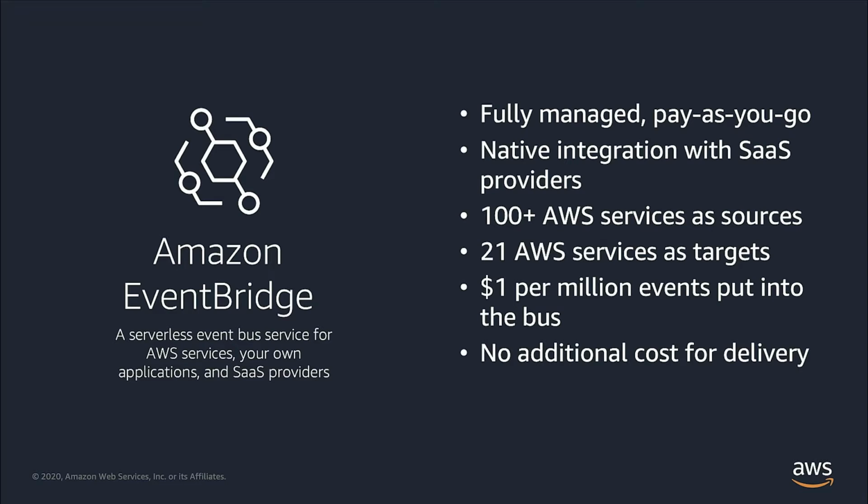EventBridge also integrates with over 100 AWS services as sources and 21 services as targets. It costs $1 per million events, and there's no charge for events sourced from AWS services or for the delivery of events. EventBridge was formerly called Amazon CloudWatch Events and uses the same CloudWatch Events API, so all of your existing CloudWatch Events API usage remains the same. Let's take a look at how EventBridge works.